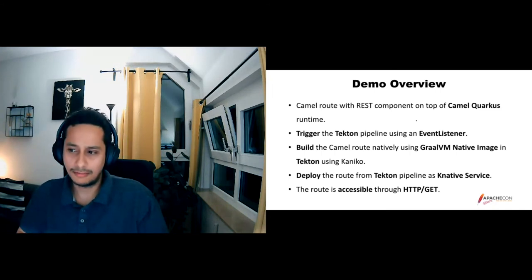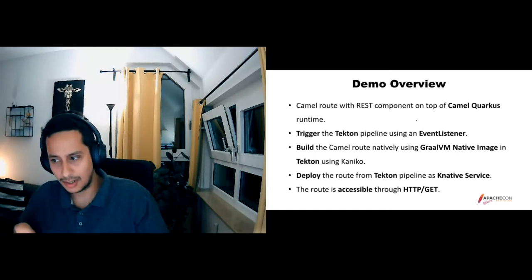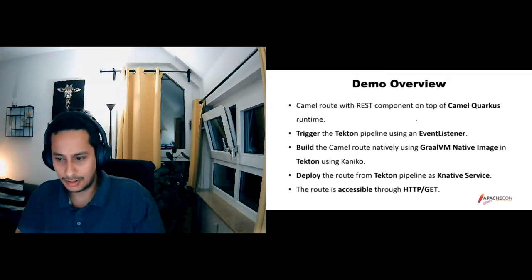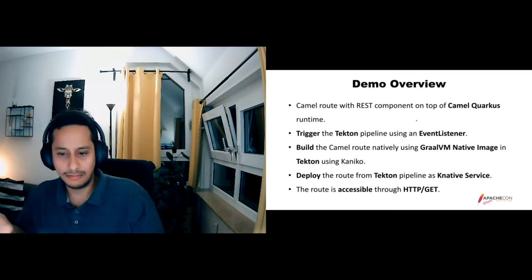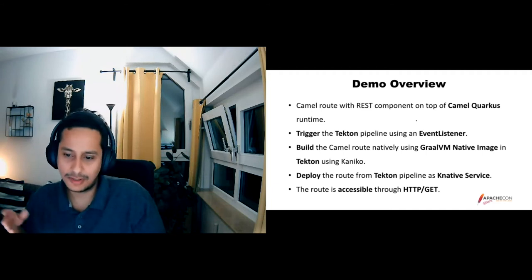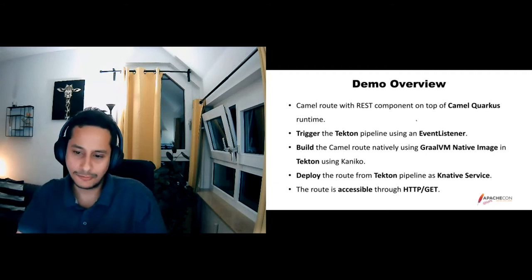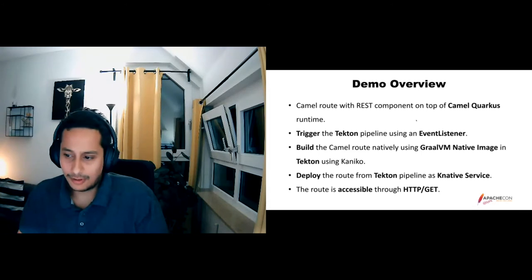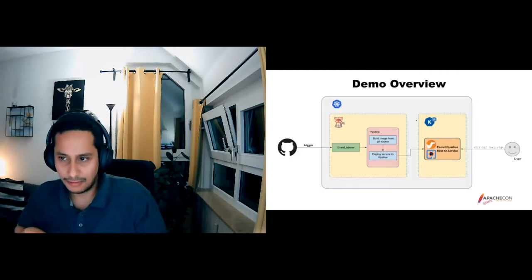And then we will run a pipeline. The pipeline has two steps, or two tasks, I would say. One task builds the route natively using GraalVM Native Image. And we use Kaniko here because we are building everything inside a container. And then the second step, we will deploy this route from Tekton as a Kubernetes service. You could argue I want to deploy this manually, but for the sake of this example, I just have it deployed from the pipeline because I was just playing with my toys. Then when this is done, I just want Kubernetes to give me a URL to access this service. So this is the overview of how the demo would look.